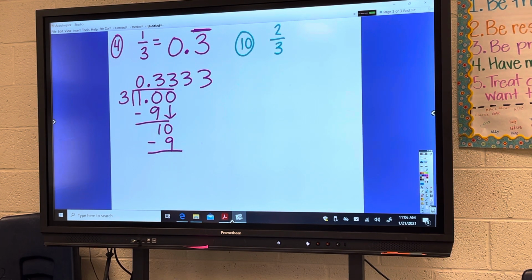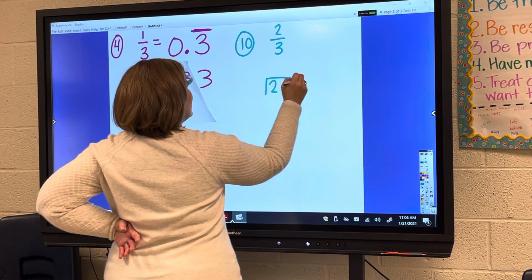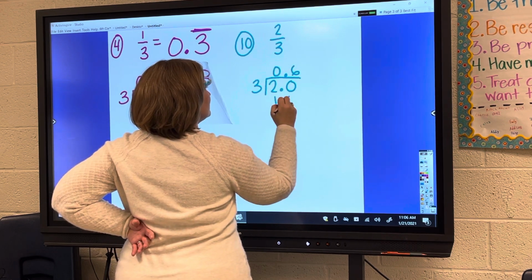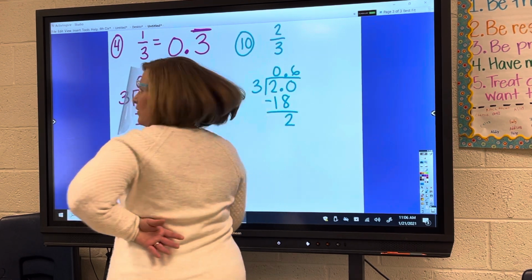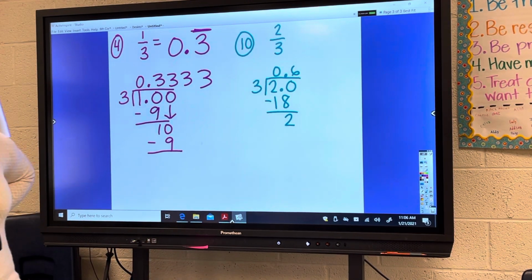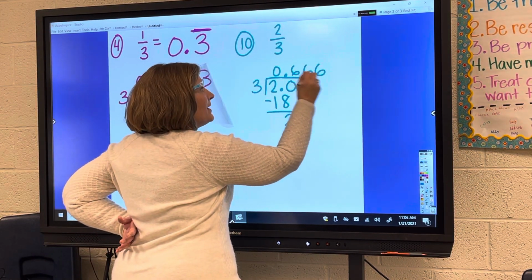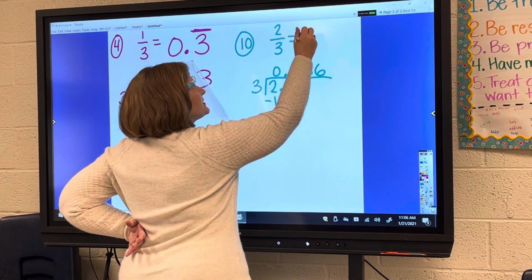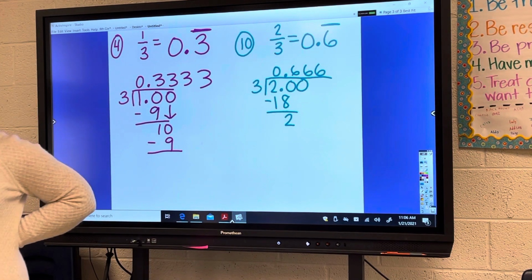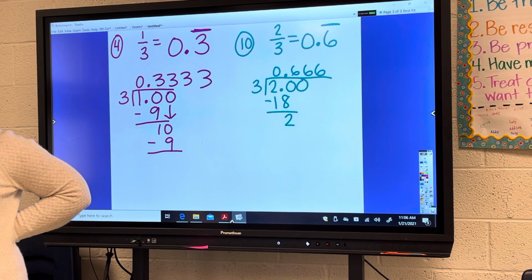What's the problem? It's the same exact thing. So what does it do this time, Josh? It just keeps going on with a 9. Whoa, wait a minute. It's not a 9. It's a 6, because 3 times 6 is 18. And so the 6 keeps going. So what are we going to write it as? 0.6 with a bar over it, okay? Because that says that the 6 keeps going and going and going.